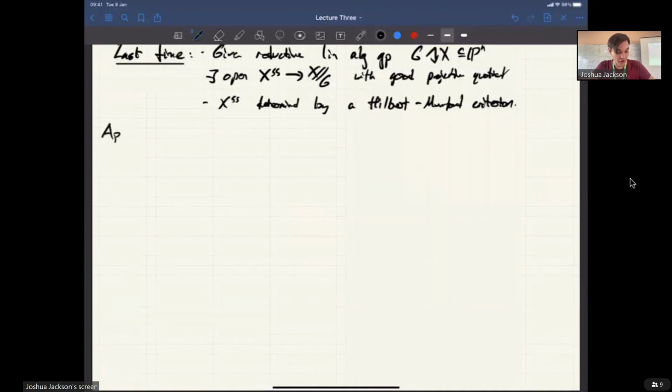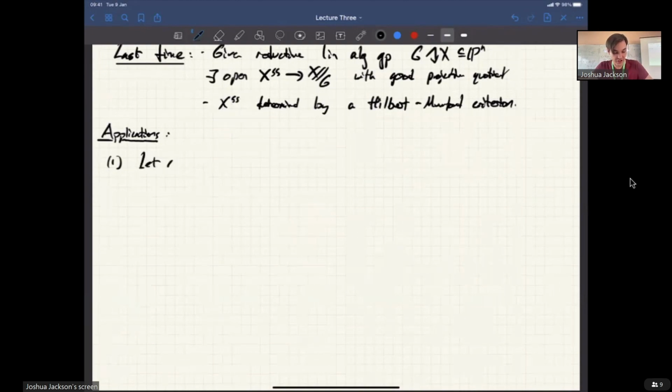Okay, so let me start today by just talking about some applications of this. I'm not going to get into any of the details here. I'm just going to rattle off some stuff that you may or may not have heard of, applications of reductive GIT to famous moduli problems. So the first one is about curves.